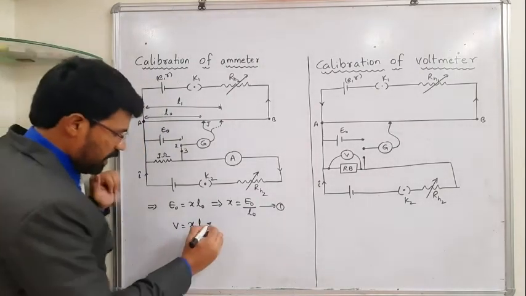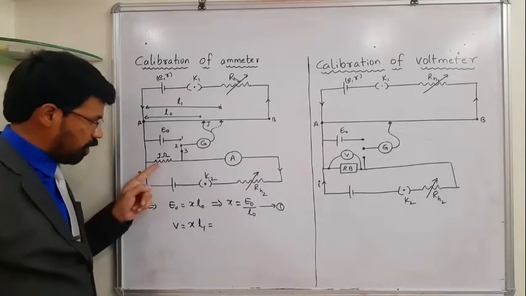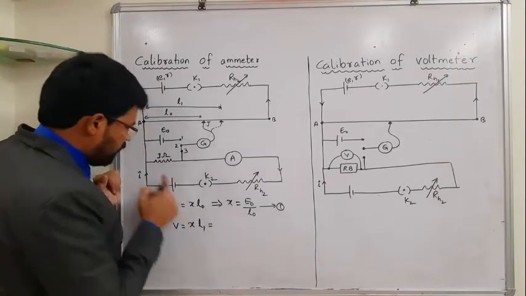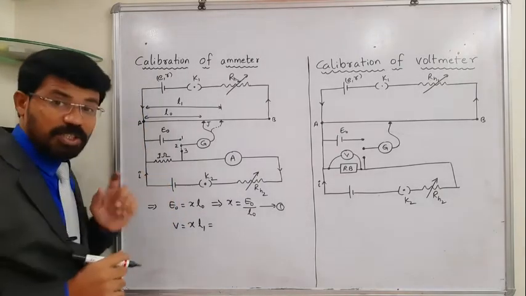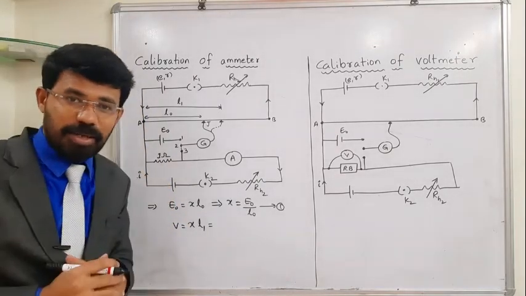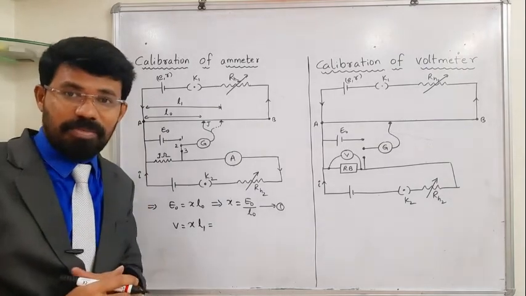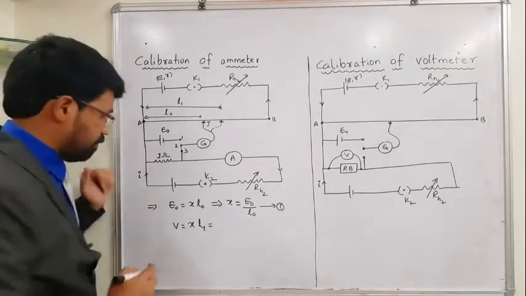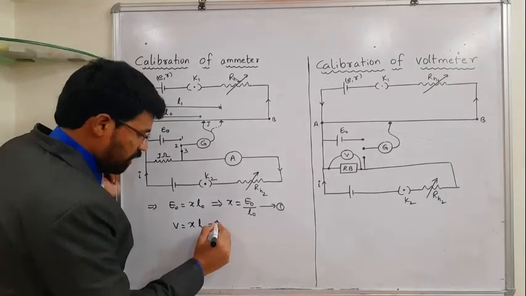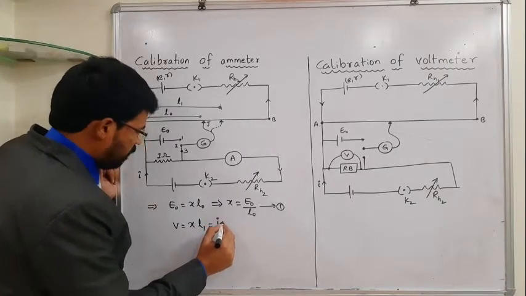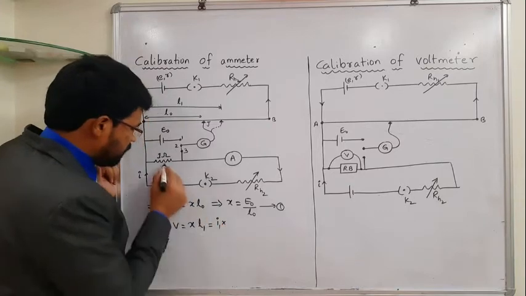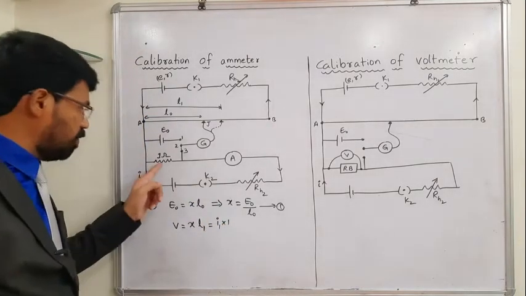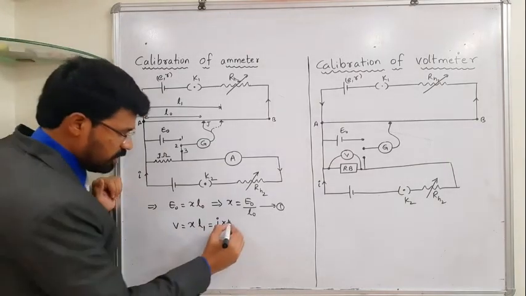This V can also be written as the potential drop across this resistance. The current passing through this resistance is the actual current, some I1. If I1 is the actual current passing through it, multiplied with the resistance, which is 1 ohm, what do we get? Current multiplied with resistance is the potential drop across this resistance.